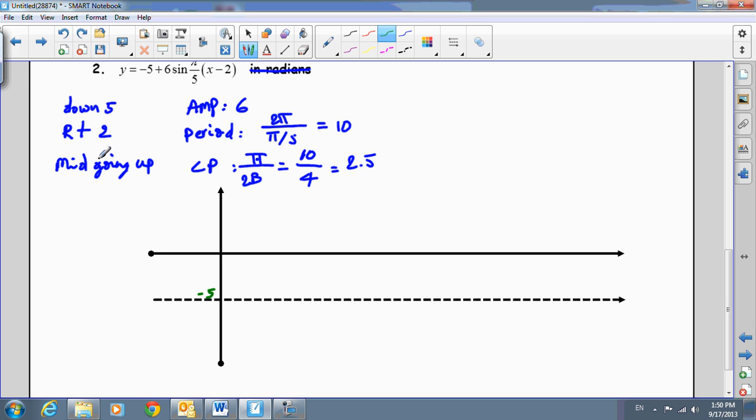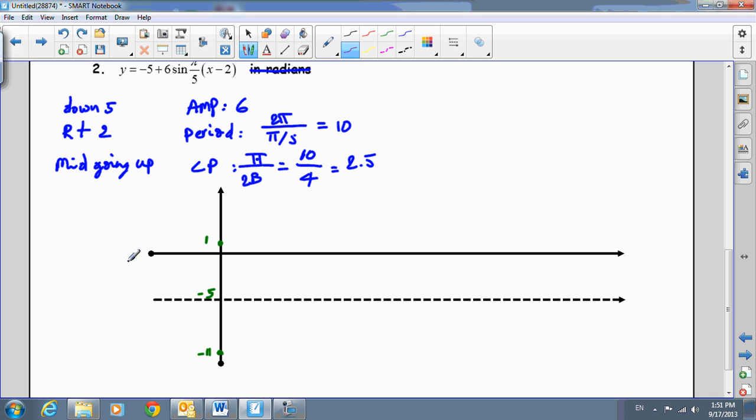Now my amplitude is 6. So since I shifted everything down, it means that from -5, my highest point should be here at 1, and my lowest point should be somewhere here at -11. Let's go ahead and label our axis.